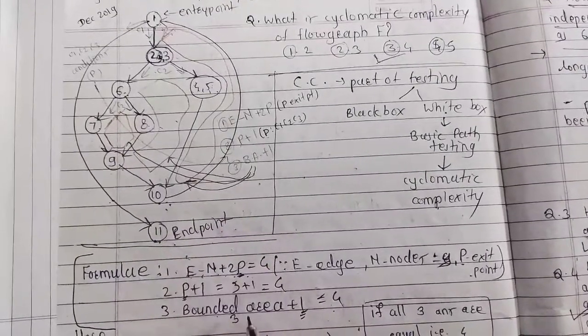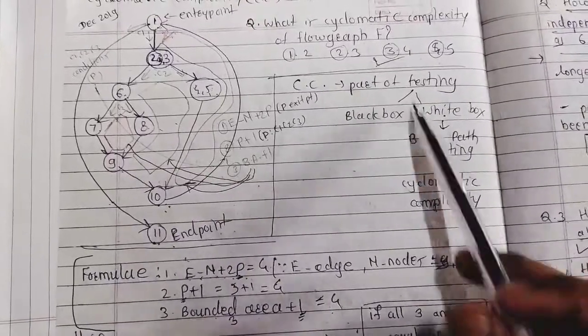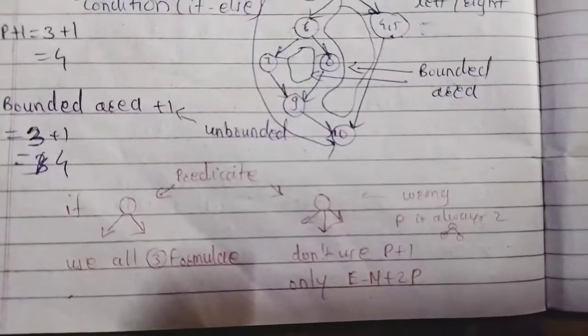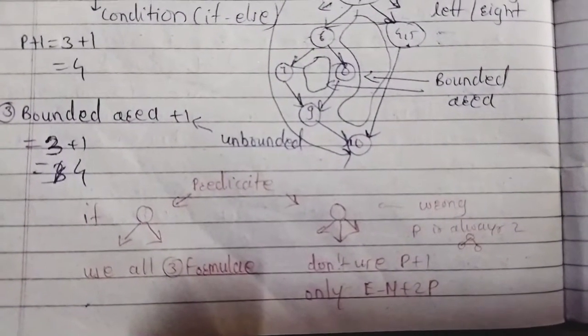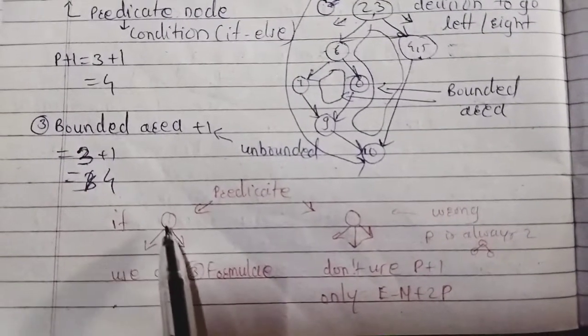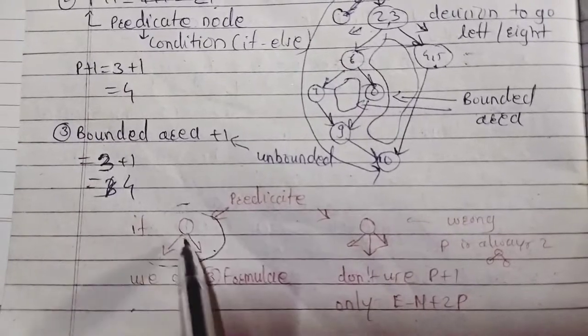Bounded areas plus the unbounded area, and if these three answers are the same, then that is the answer of the question. Now if there are two children of that predicate node, this is a predicate node. If an if-else type of node is present, then it is a predicate node.